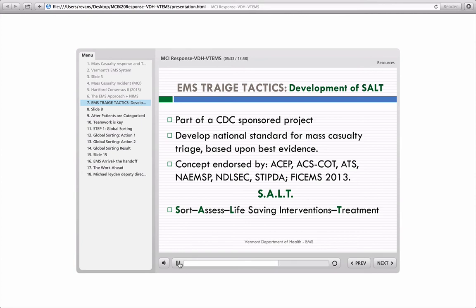SALT stands for Sort, Assess, Life-Saving Interventions, and Treatment. This model has been promoted by the CDC as a new national standard and been endorsed by many key EMS stakeholder groups, including the large EMS physician oversight groups nationally.